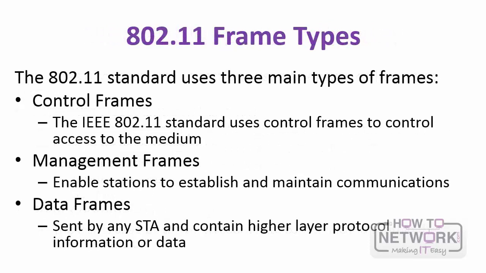The 802.11 standard uses three main types of frames: control frames to control access to the medium, management frames to enable stations to establish and maintain communications, and then data frames sent by any endpoint, and these contain higher layer protocol information or data.